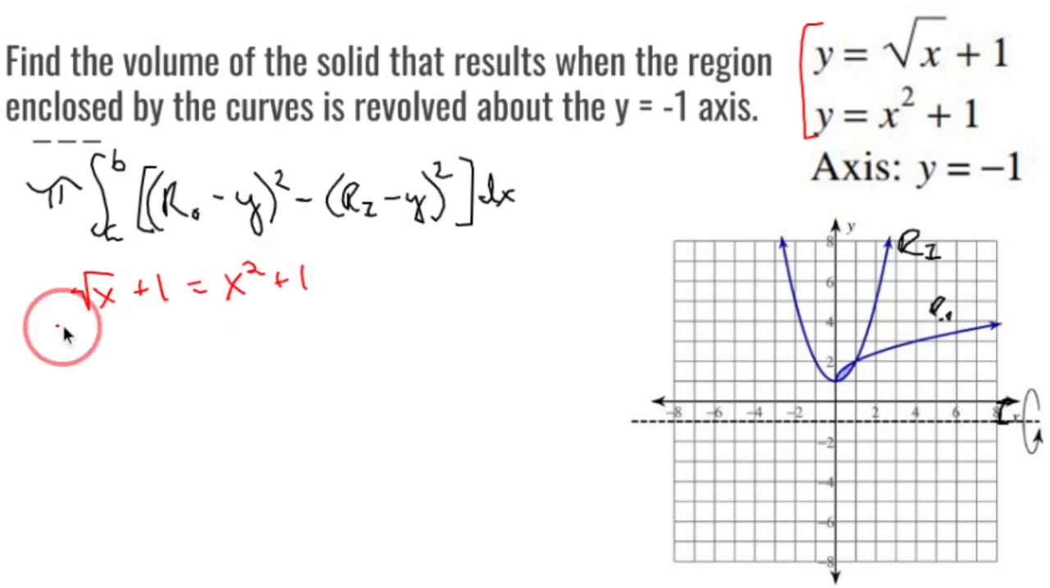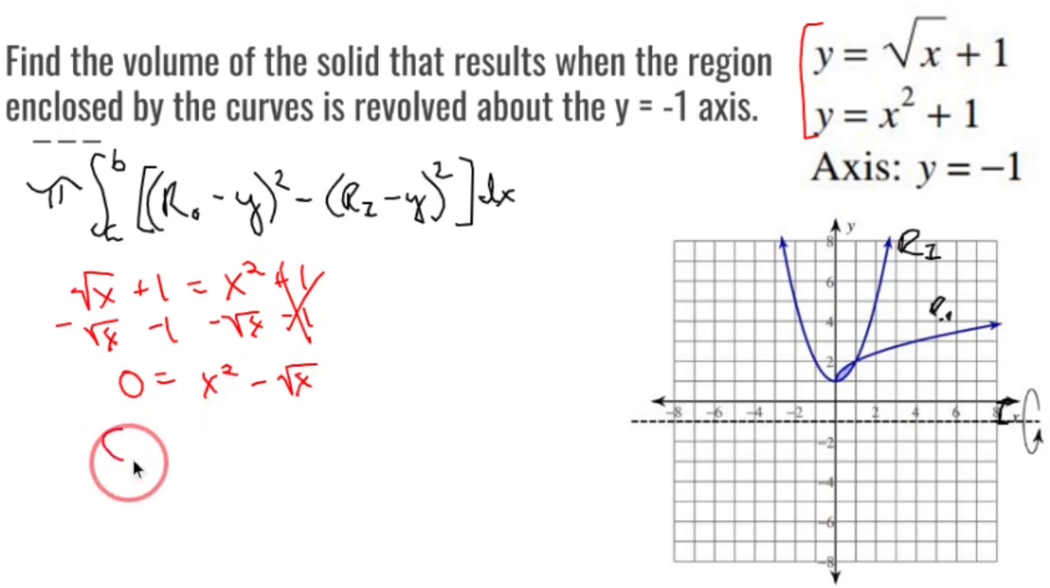Let's set this equal to 0. So let's subtract root x. Let's subtract 1. That goes away, and you have 0 equals x squared minus root x. Okay? The way I'm going to handle this is I'm going to use the zero product property, and this is going to be strange, but go with me here. I'm going to factor out a root x. By factoring out a root x, I am left with root x cubed, or x to the 3 halves, minus 1. And we could use the zero product property.